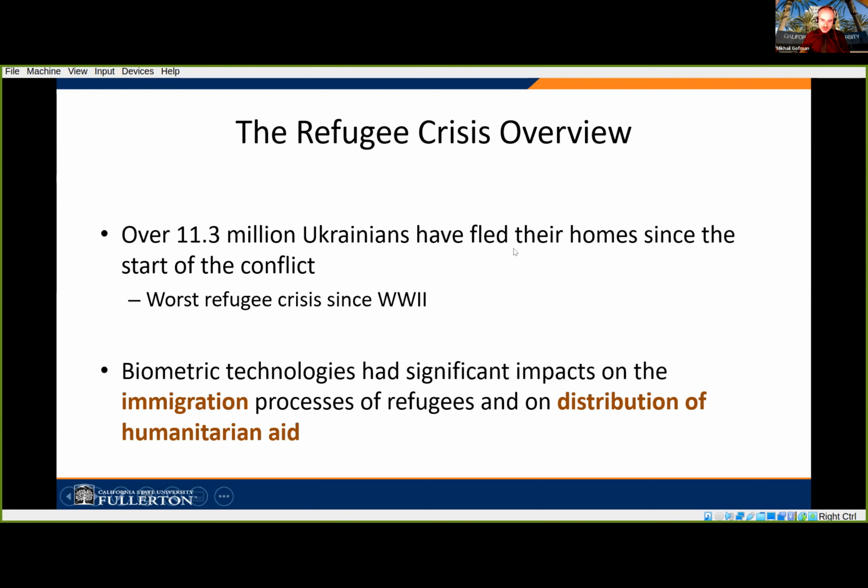And biometric technologies have played very significant roles in how the refugees have experienced their immigration processes as they try to seek safety in other countries. Also, biometrics has been used to help the UN distribute humanitarian aid. So let's talk about those two in detail.